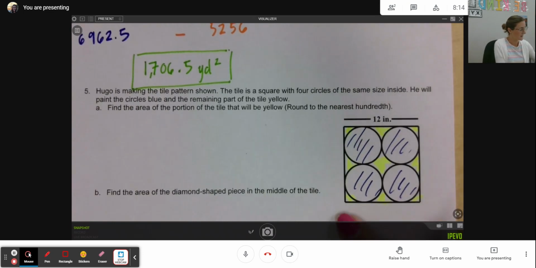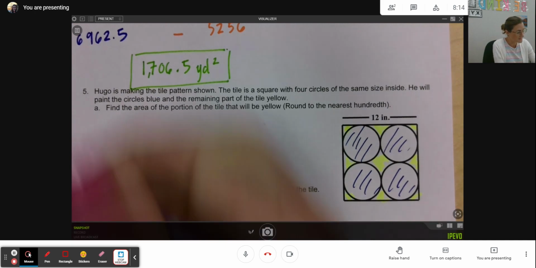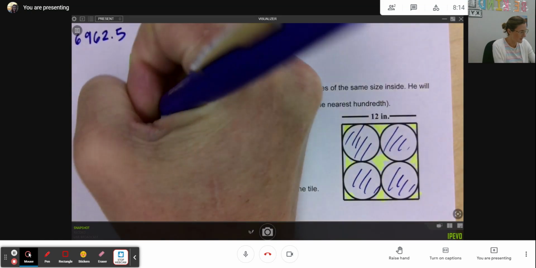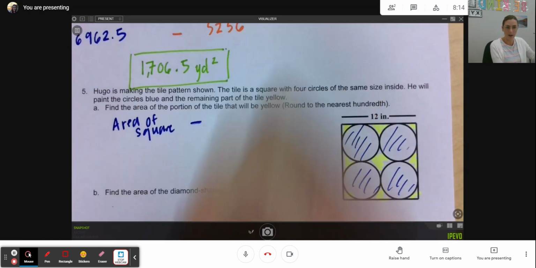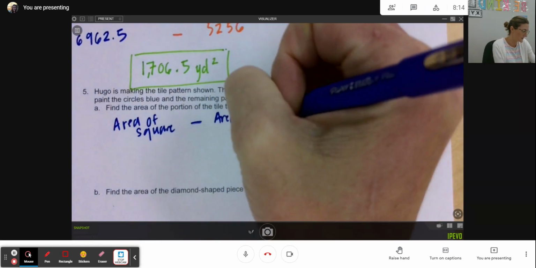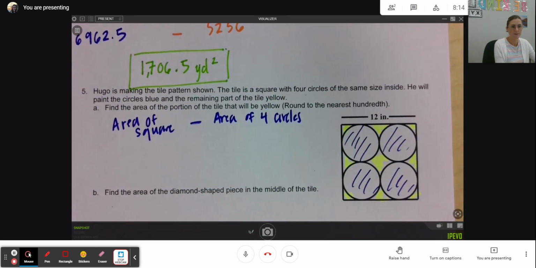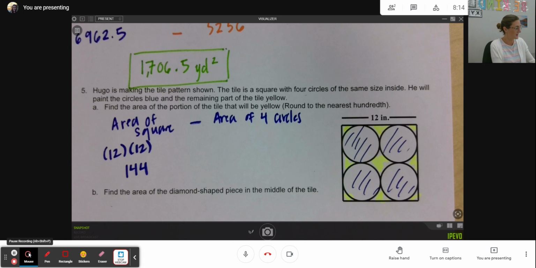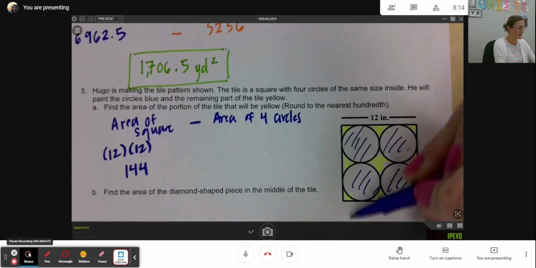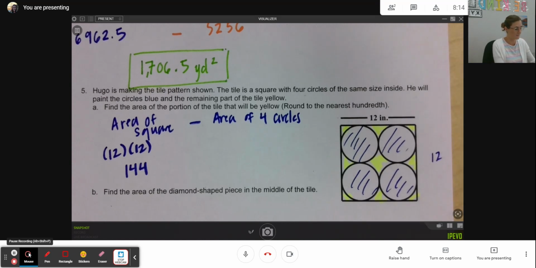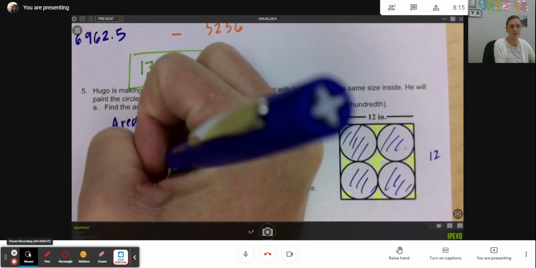So in order to do that, we have to find the area of the square and then subtract the area of the 4 circles. So area of the square, and then we're going to take out the area of the 4 circles. So the first thing we need to do is find the area of the square. Go ahead and tell me, how would I find the area of a square? Okay, so the area of the square is just base times height. It gives you 12 right here. That means that this side is also 12. So 12 times 12 is 144. In this case, it's going to be inches squared.